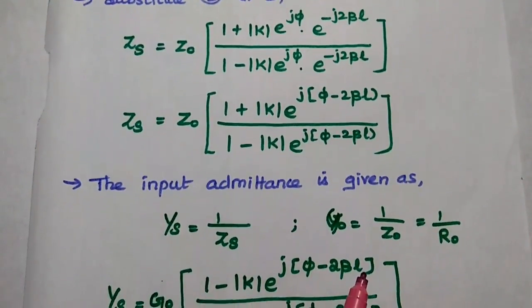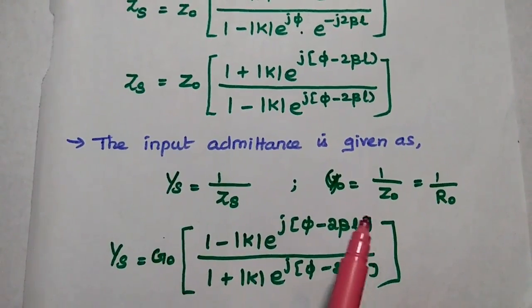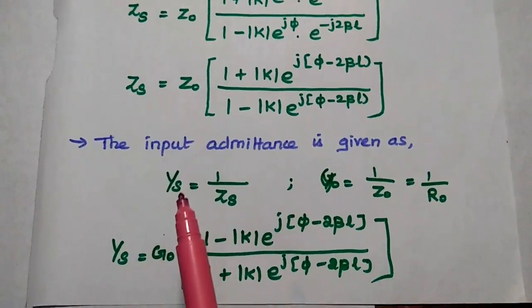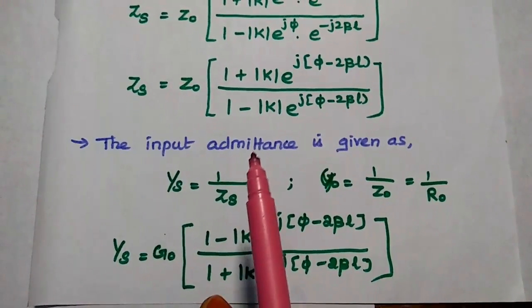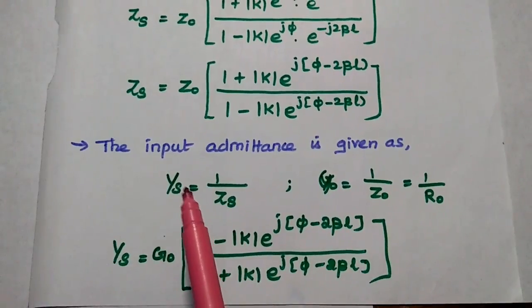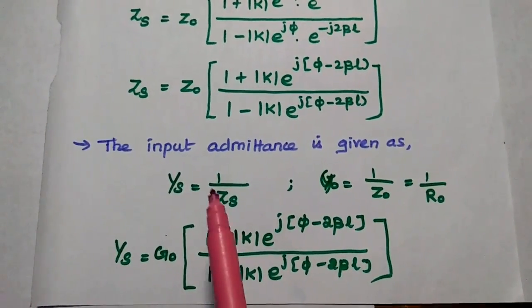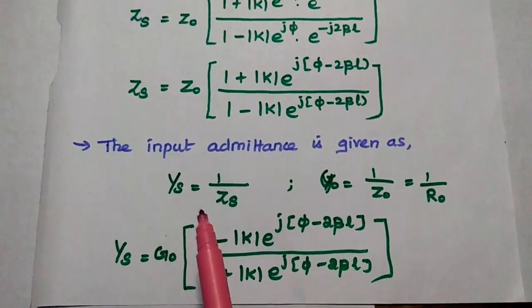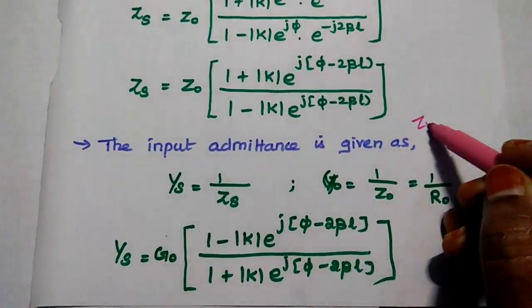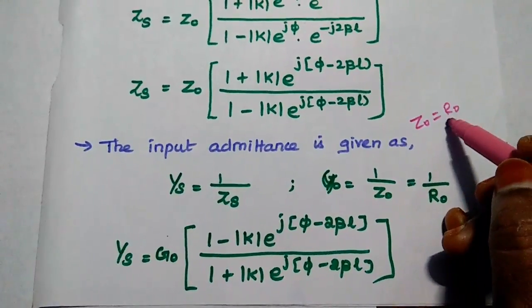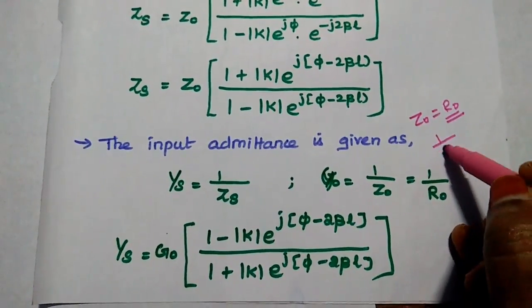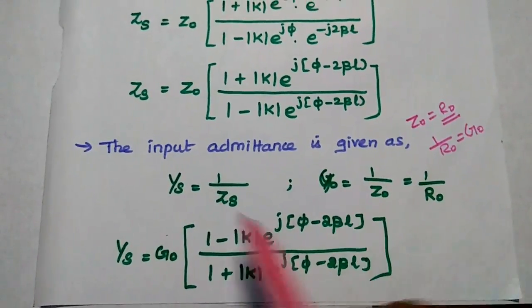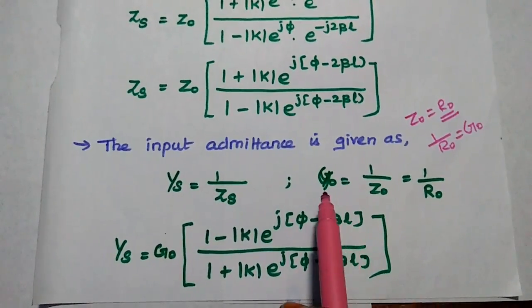For further simplification, we are going to consider the admittance value. As I told you earlier, analyzing the circuit using admittance is a simple method. So here we can take Ys is equal to 1 by Zs. Admittance is the reciprocal of impedance. Here Z0 is equal to R0, the real part of the characteristic impedance, and 1 by R0 is equal to the conductance G0. So we can say 1 by Z0 is equal to G0.